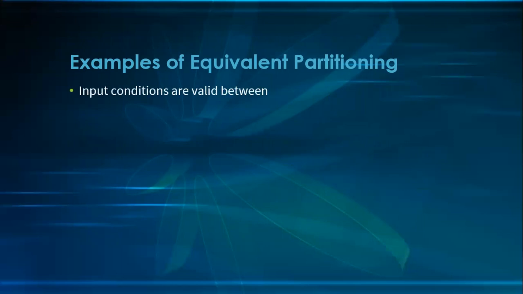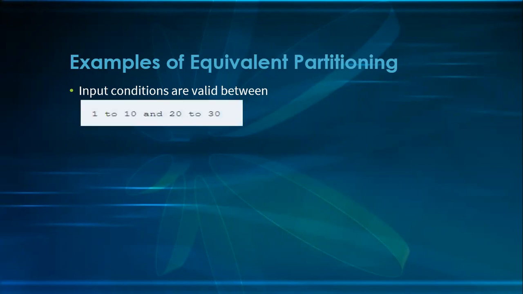Let's give an example where input conditions are valid between 1 to 10, and there's nothing in between, then 20 to 30. So 1, 2, 3, 4, 5, 6, 7, 8, 9, 10. Jump, 20, 21, 22, 23 to 30. This is our input condition. This is our test case. This is what we want you to validate upon.